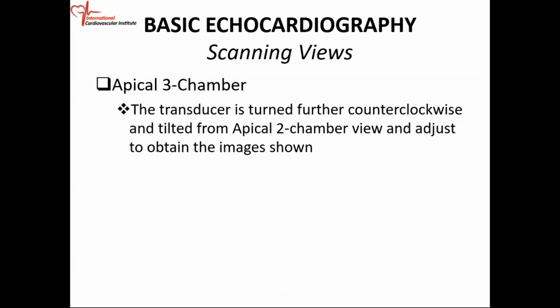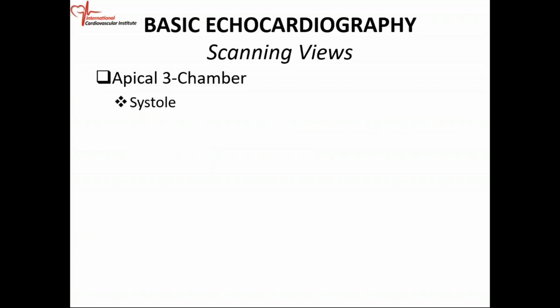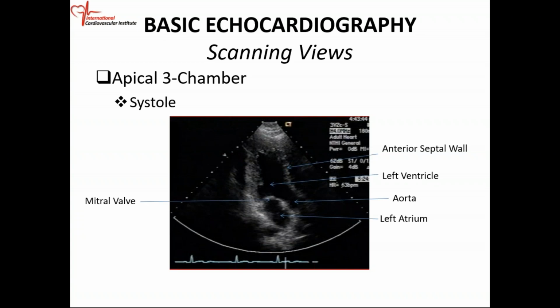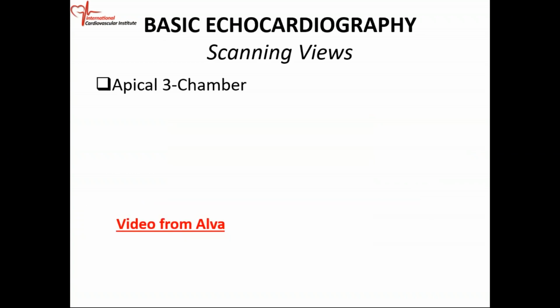To get your apical three-chamber view, you're going to turn your transducer even more counterclockwise and tilt it. So you need to have these pictures, views in your mind. So this is what you're going to get. Okay, this is the apical three-chamber view. That is your anterior septum, LV cavity, the aorta and the left atrium, mitral valve. This is your inferior lateral wall.